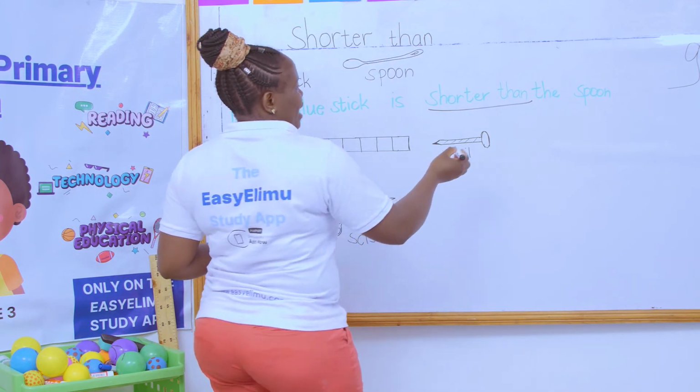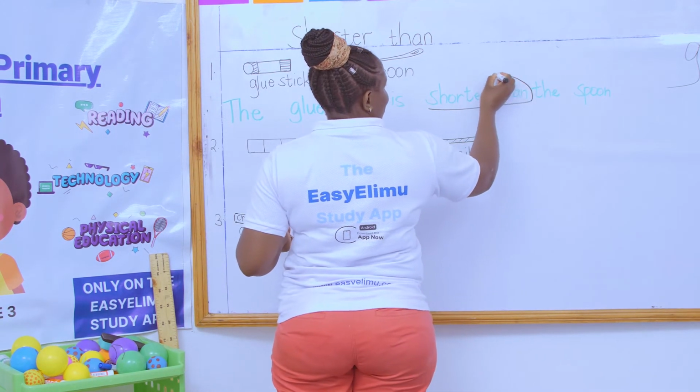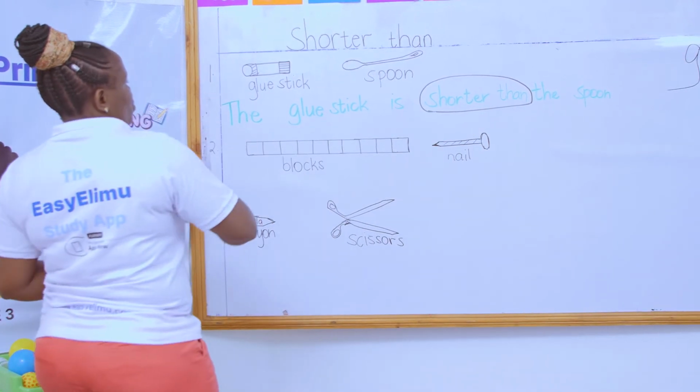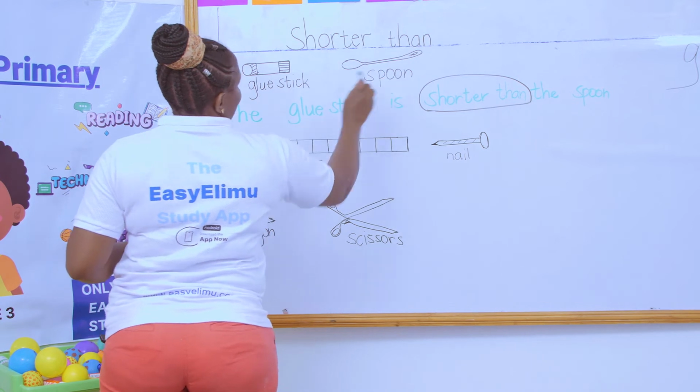I am adding the word than because I am comparing two things. I am comparing two things, the glue stick and the spoon.